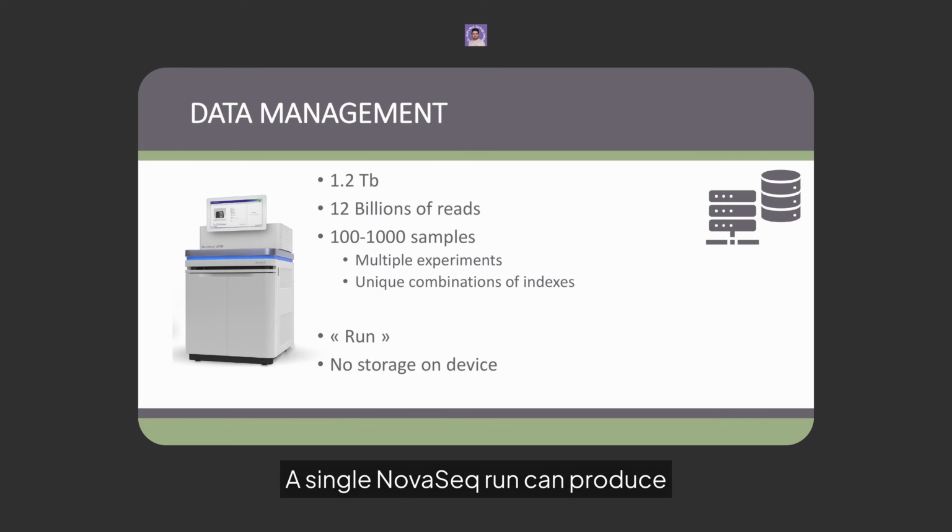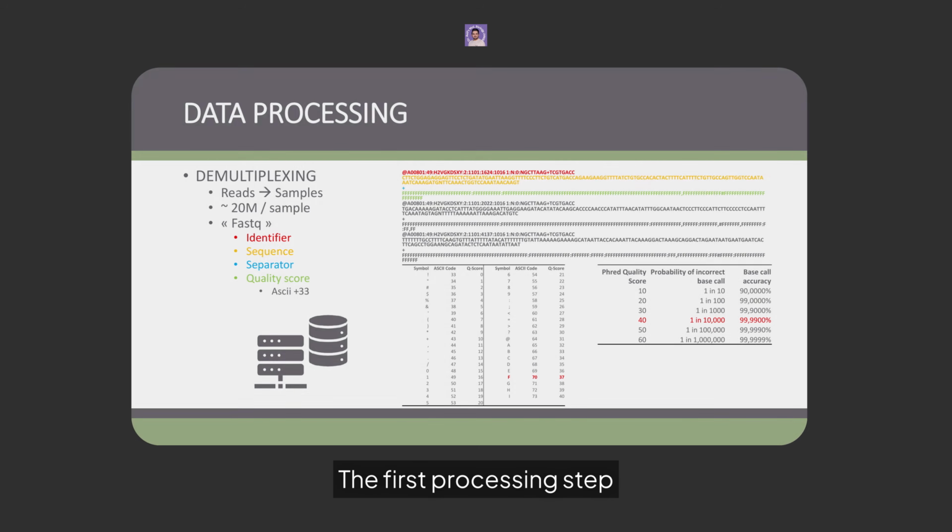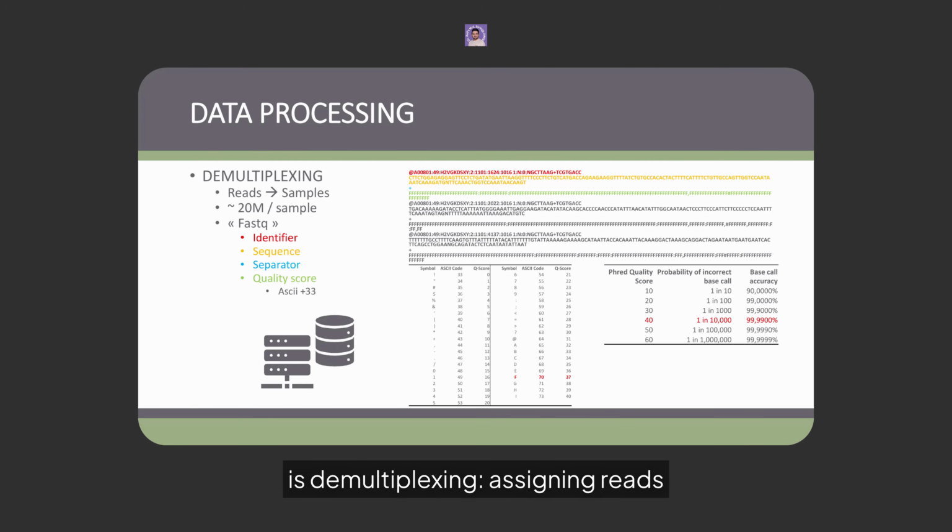A single NovaSeq run can produce around 1.2 terabytes of data, billions of reads, and hundreds of indexed samples. Because the instrument has no long-term storage, efficient transfer and organization of each run are essential from day one. The first processing step is demultiplexing, assigning reads to samples using their indexes. Output is stored in FASTQ files, which contain identifiers, sequences, and quality scores. Typical RNA-seq projects reach about 20 million reads per sample.